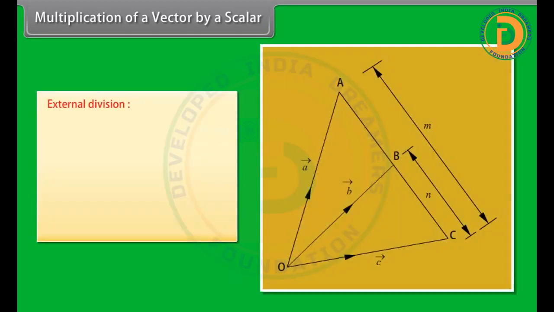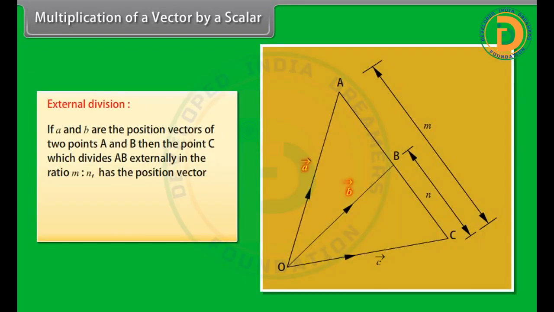External division. If A and B are the position vectors of 2 points A and B, then the point C, which divides AB externally in the ratio m is to n, has the position vector vector C equals m into vector B minus n into vector A by m minus n.